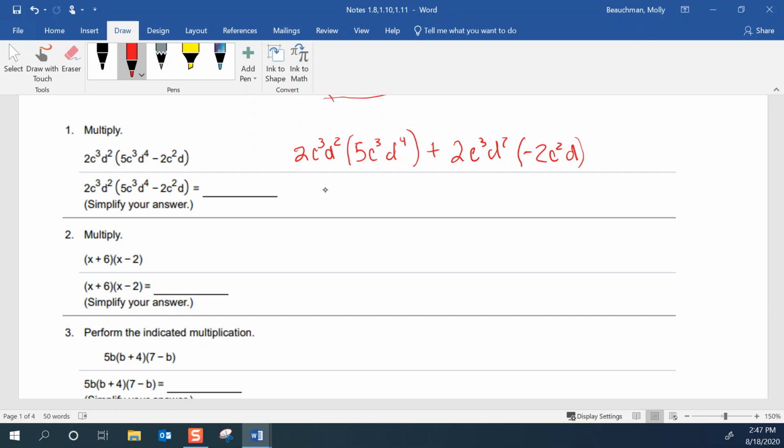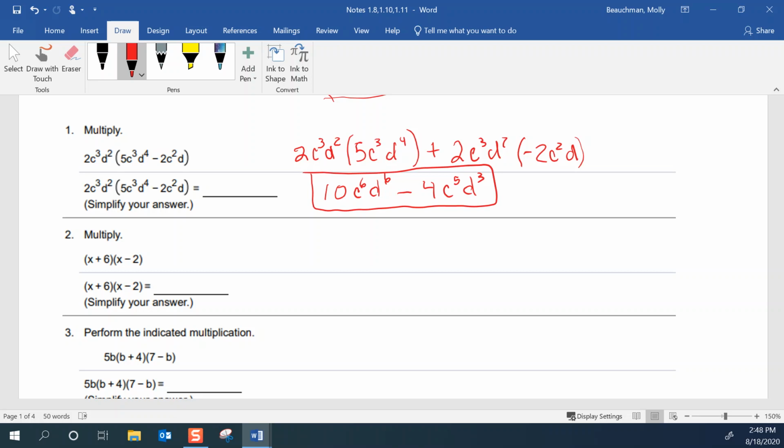Multiply, we get 2 times 5 is 10. C to the third times c to the third, add the powers, we get c to the sixth, d squared times d to the fourth, d to the sixth. Next term, positive times a negative will be a negative. 2 times 2 is 4. C to the third times c squared, add the powers, c to the fifth, d squared times d, remember that that's d to the power of 1, so 2 plus 1 would be d to the third. These are not like terms, so we've got those completed.